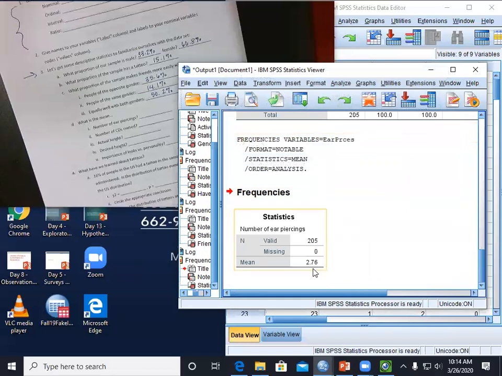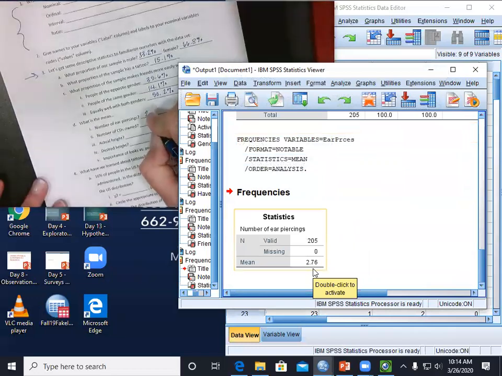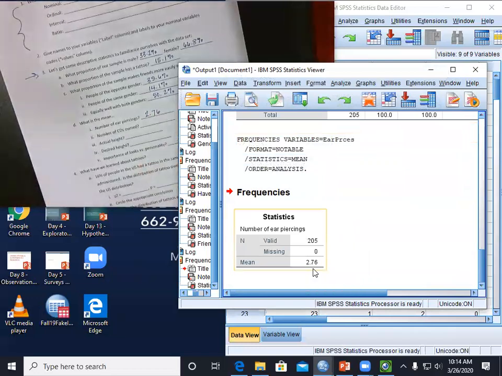Nobody skipped it. And the mean number of ear piercings is 2.76 piercings. All right, we're going to do this again for number of CDs owned. And here's where you will see the 90s-ness of this data set.